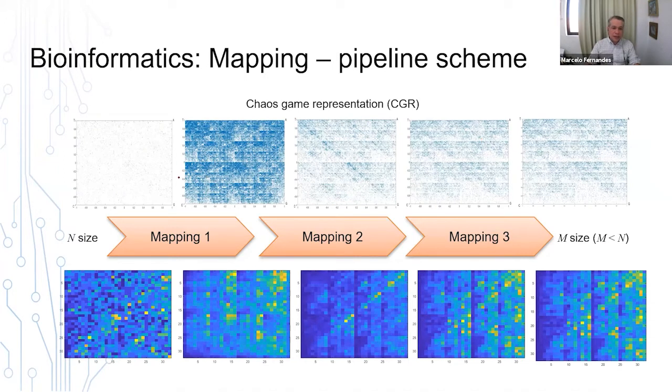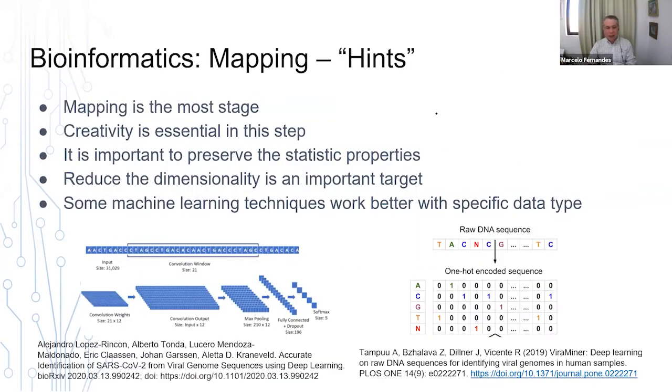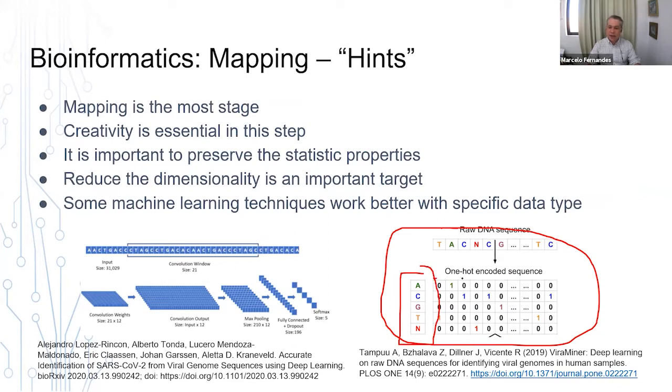Some guys use several maps in cascade. You have a pipeline of mappings. This is an example. In this case, we are using this strategy of mapping, and after that another strategy. And other guys use a simpler mapping scheme, like one hot encoding, okay? You transform your sequence into a binary matrix.